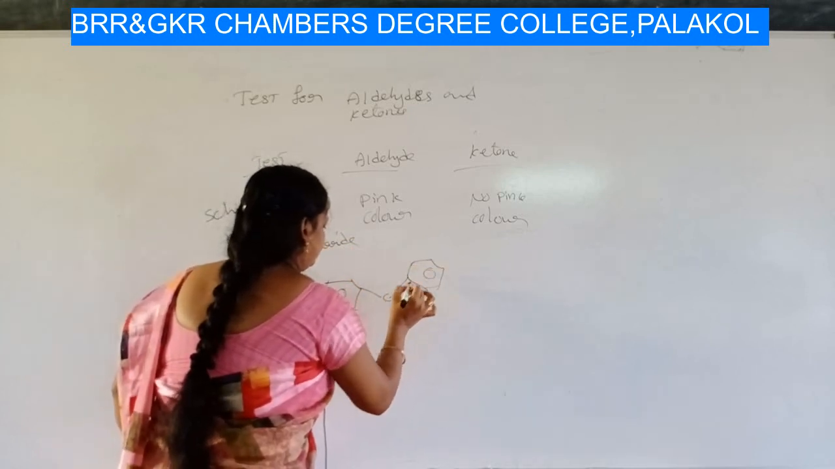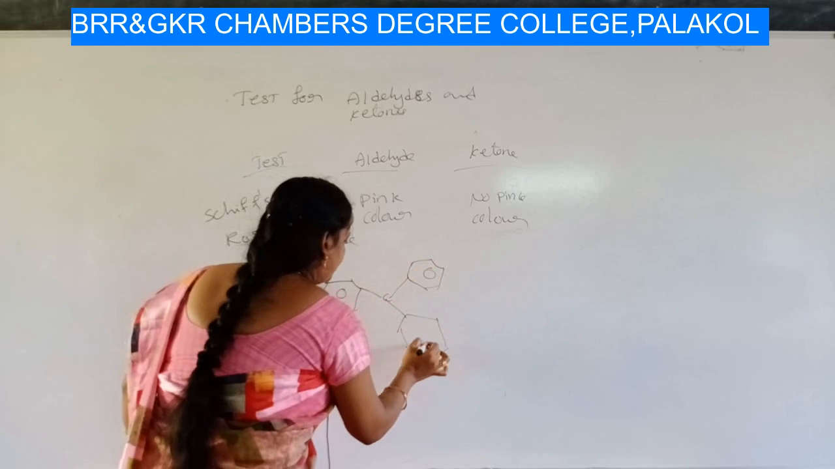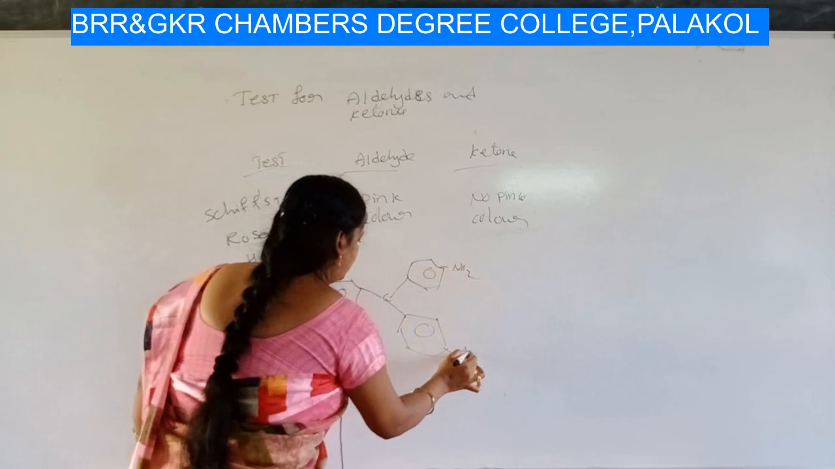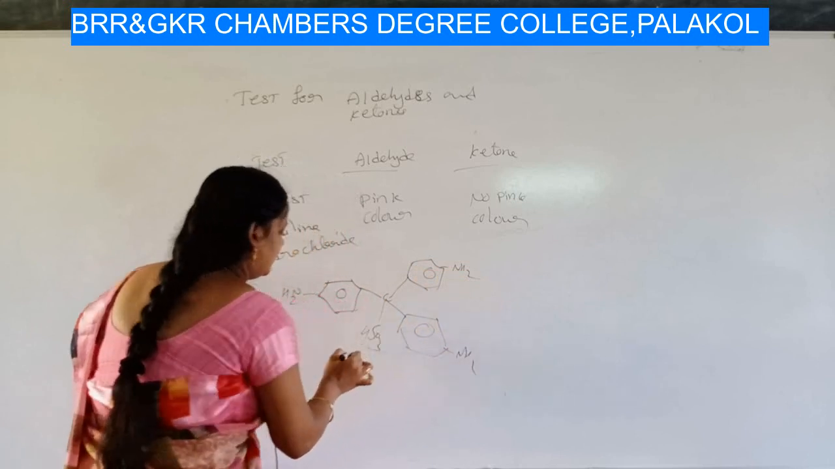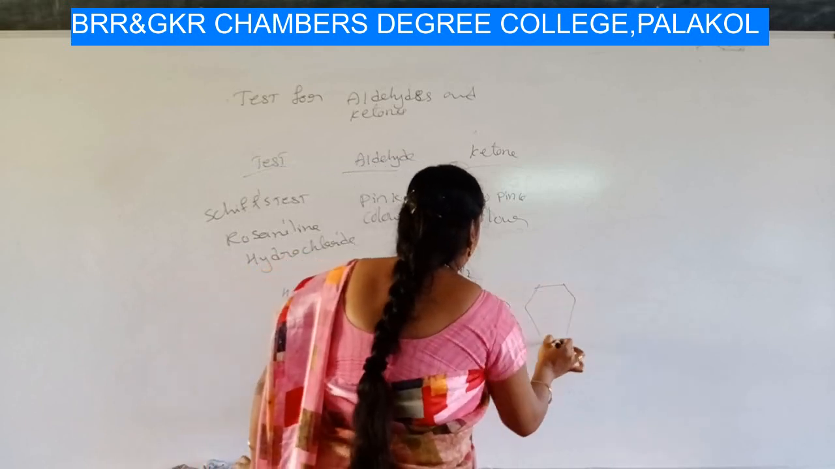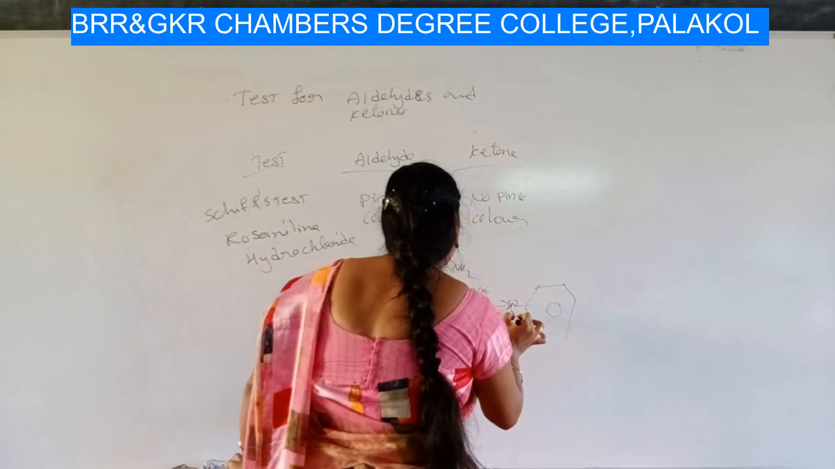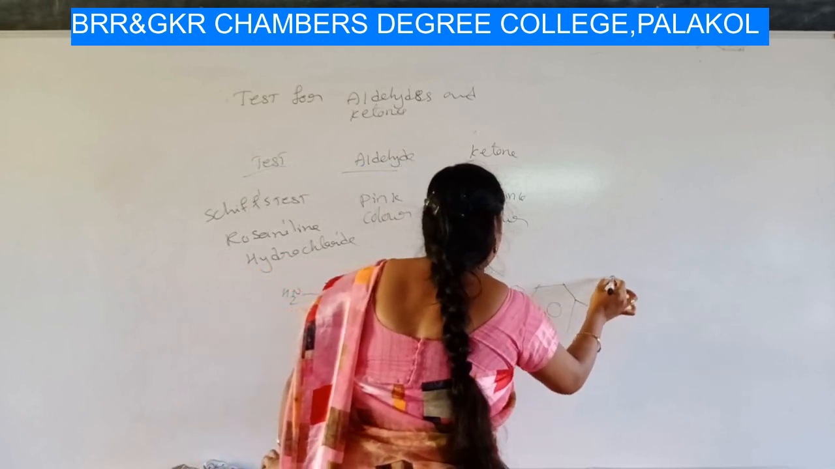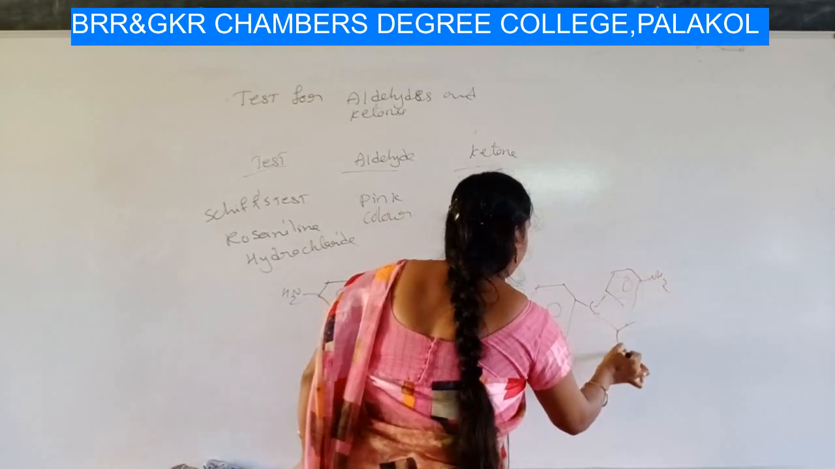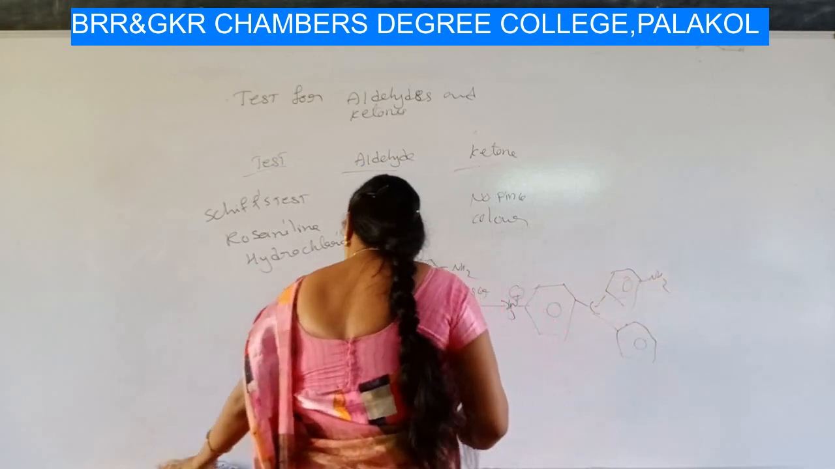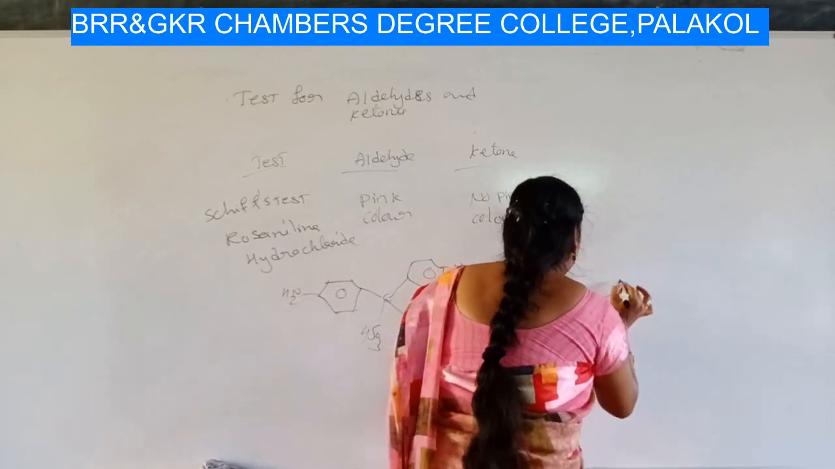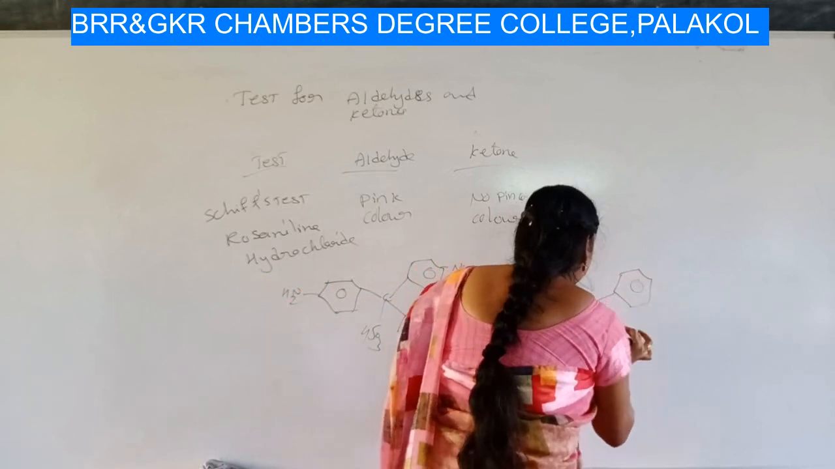You will have something like this: NH2 here, NH2 here, NH2 here, and SO3H here. On further treatment with sulfuric acid, you will get NH3 plus, okay, C with a benzene ring with NH2. Here also a benzene ring. I am not drawing the benzene rings perfectly. Here also C with a benzene ring.